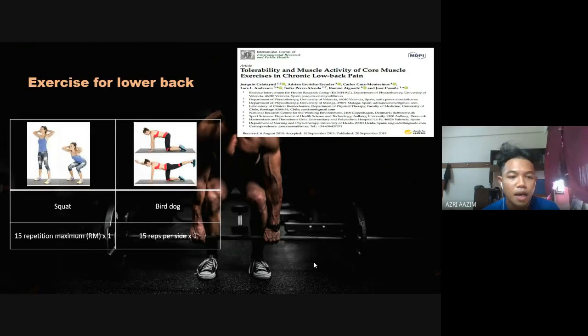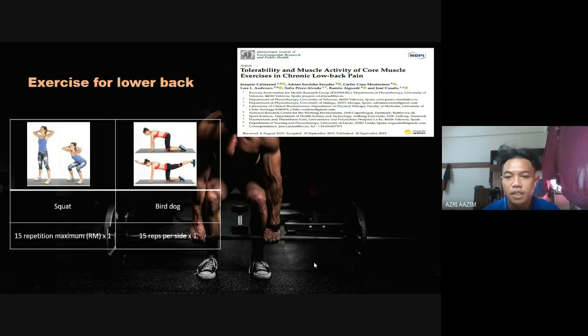We move to Calatayud et al. 2019, with the article titled tolerability and muscle activity of core muscle exercise in chronic lower back pain. In this article, they have 2 types of exercise that focus on lower back pain, which are the squat and the bird dog. They give the reps and sets: 5 repetition maximum for 1 set for the squat, and 5 repetitions per side for 1 set for the bird dog.